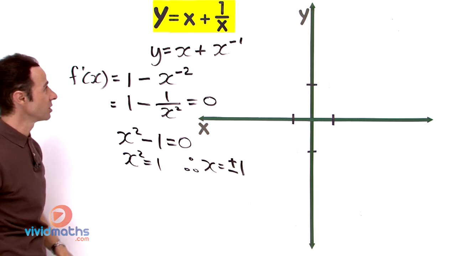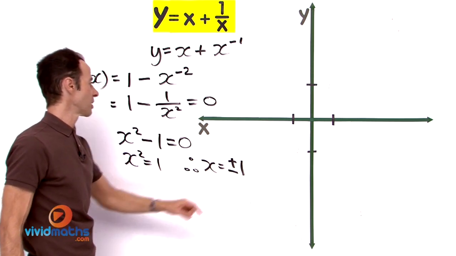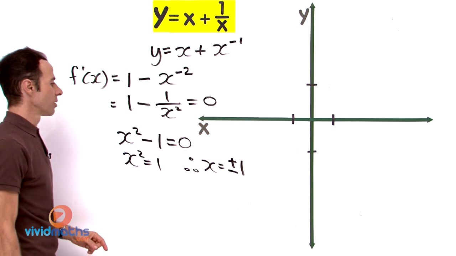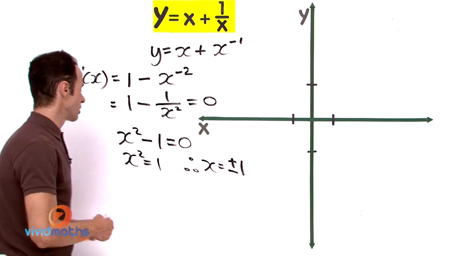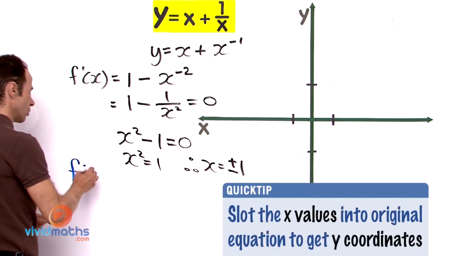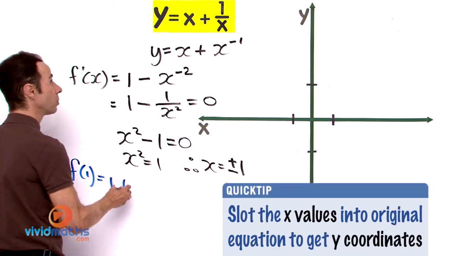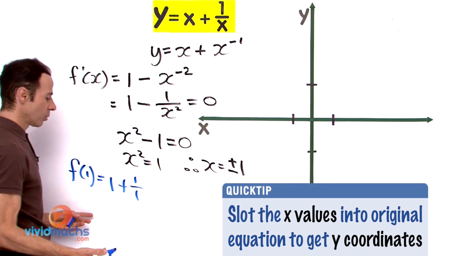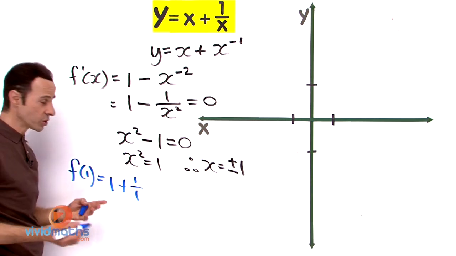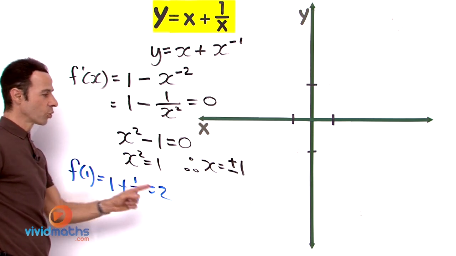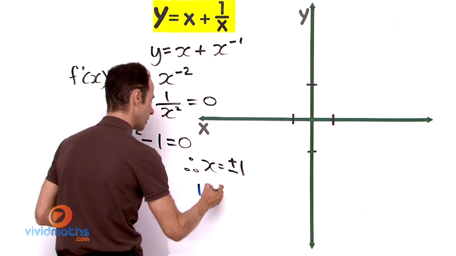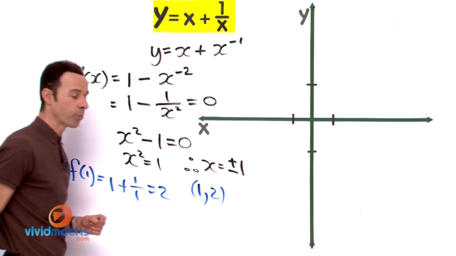So when x equals 1 and I substitute 1 into the original function up here, that will be 1 plus 1 on 1. Let me just do that over here. Function 1 equals 1 plus 1 over 1. Well, what's that going to equal? That's 1 plus 1, which equals 2. So when x equals 1, the coordinates are 1, 2. So we have a stationary point there.